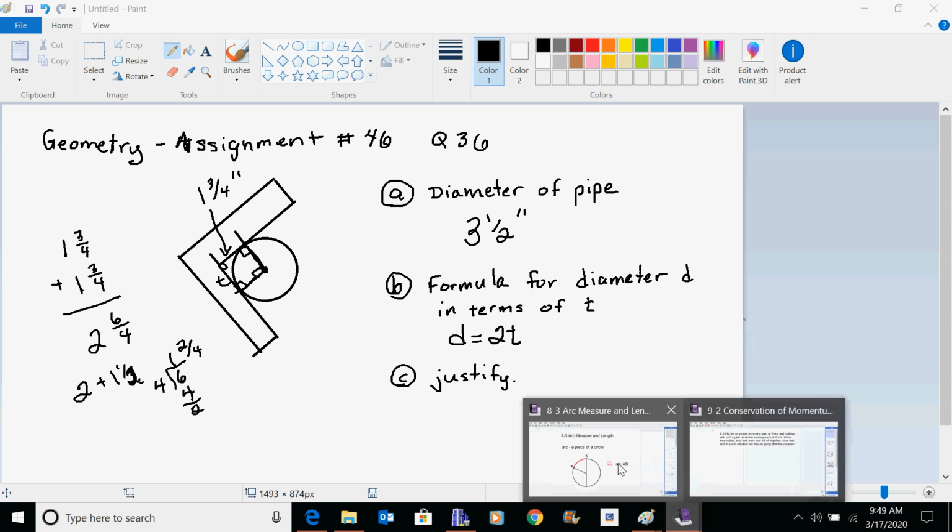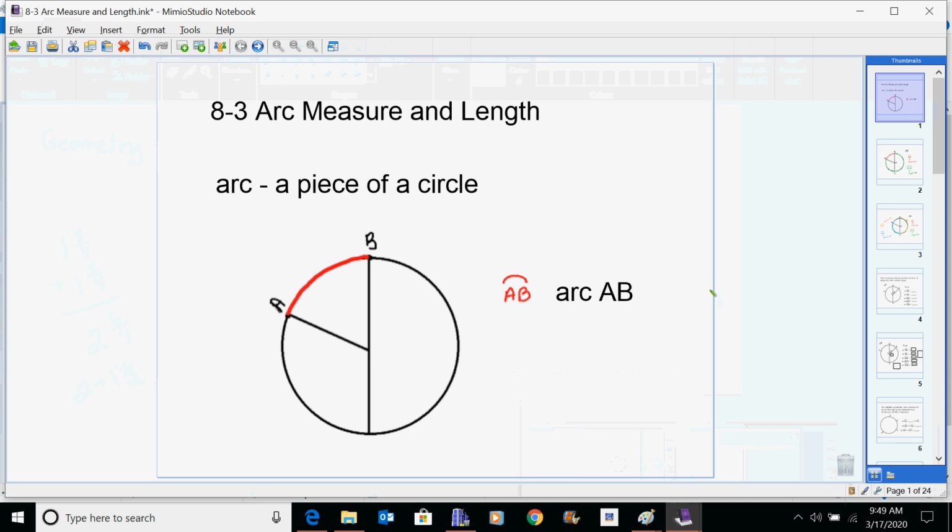So let's get to today's lesson. Today's lesson is about measure and length, arc measure versus arc length. An arc is a piece of a circle. Okay, so it's a part of a circle. This symbol over top refers to arc AB.